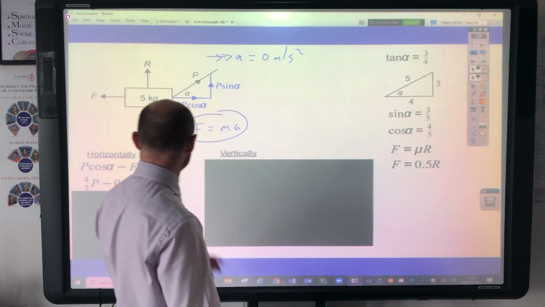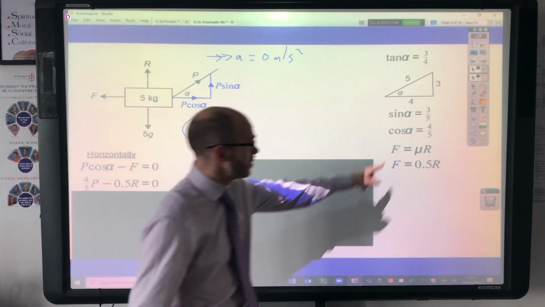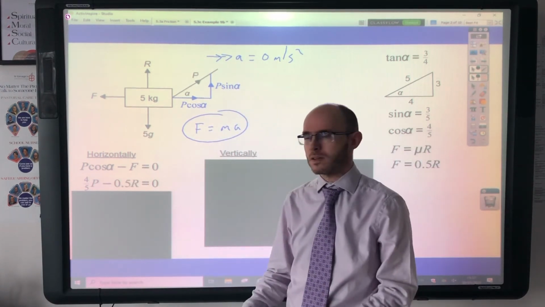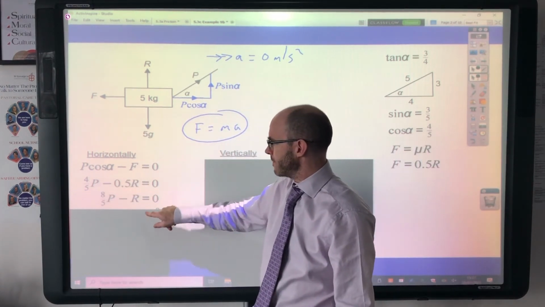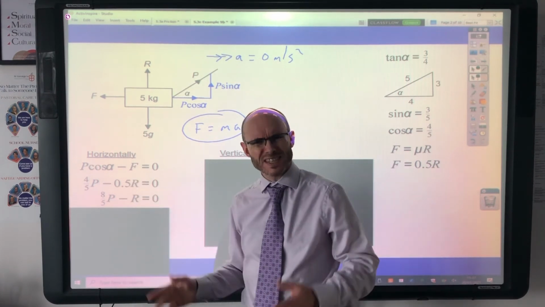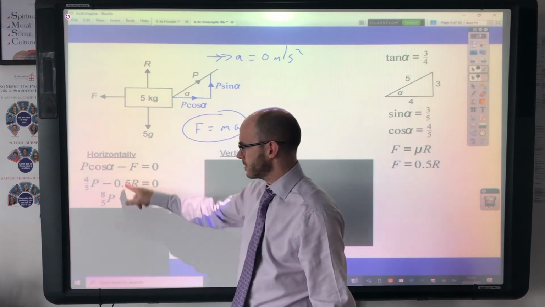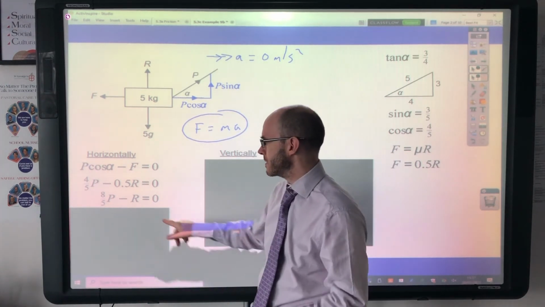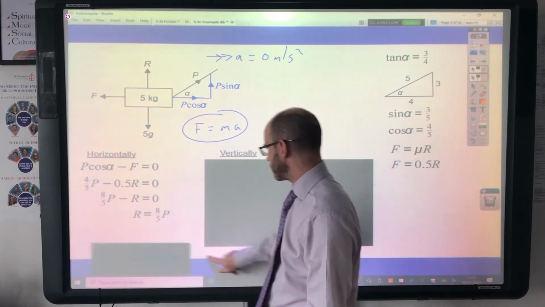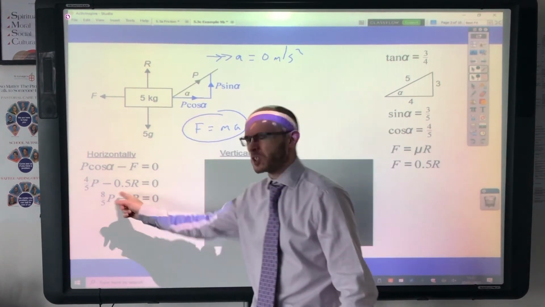And notice how we can put in the cosine alpha there. Cosine alpha is 4/5, so we've got 4/5 of P. And then we've got 8/5 of P minus R equals 0. I just decided to multiply by 2 there because it's easier when you don't have fractions or as many fractions. It's easier when you've got as few fractions as possible. And we can't really get any further than that because we've got 2 unknowns, haven't we?